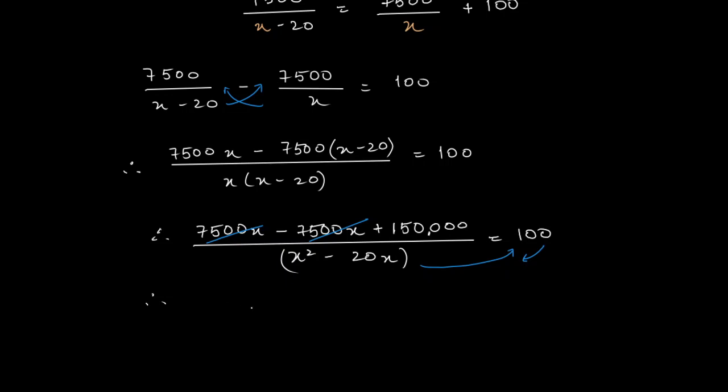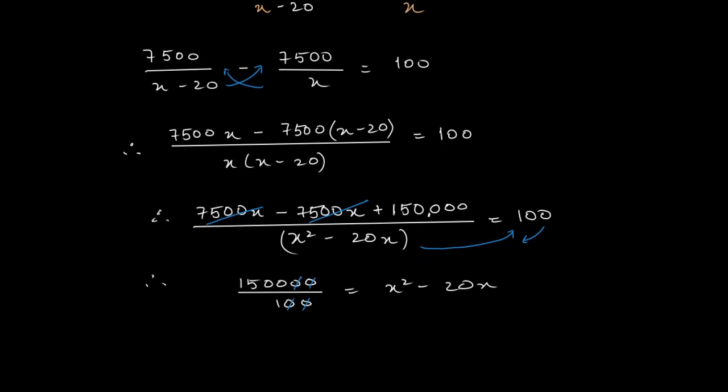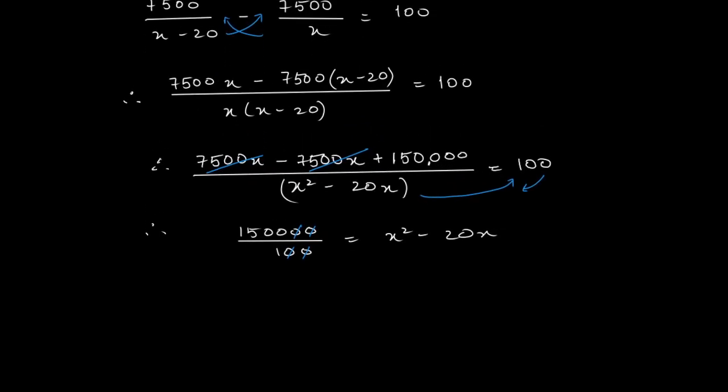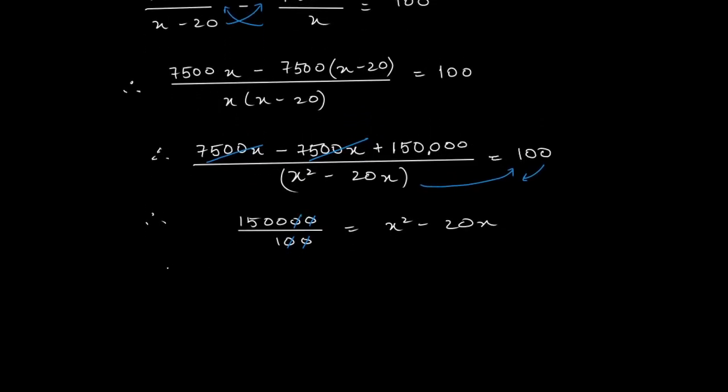So I'll end up with 150,000 divided by 100 equal to x square minus 20x. So two zeros here get cancelled with the two zeros in the numerator. So I have 1,500 is equal to x square minus 20x. Let's write it down in the form of a standard quadratic equation, the general form, so that we can split the middle term and get our final answer, right?